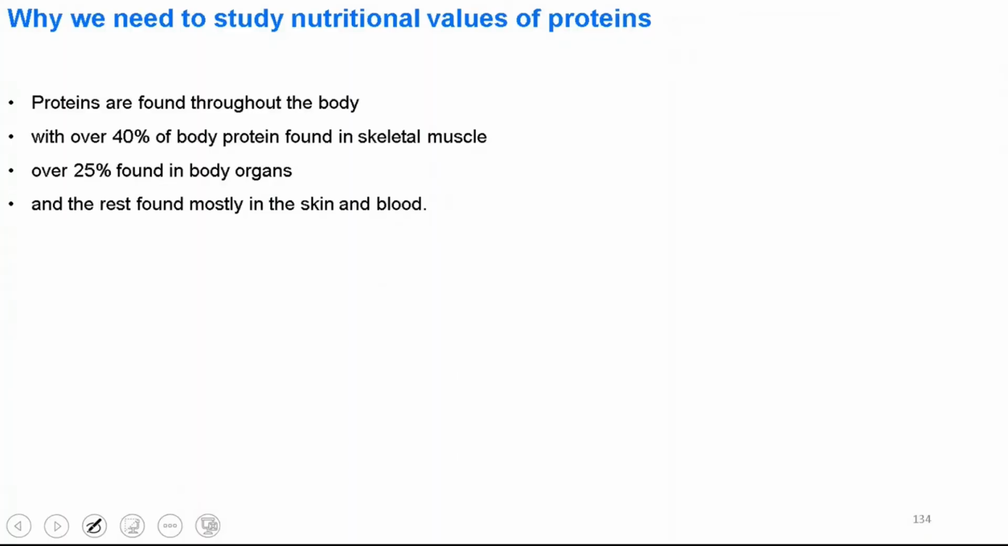Okay, why do we need to study proteins in nutritional biochemistry? Proteins are found throughout the body. Over 40% of body protein is found in skeletal muscle. Our skeletal muscles contain 40% of our total body protein, and 25% of our body's protein is present in different body organs like the liver, stomach, spleen, and pancreas, and the rest of the protein is found in the skin and blood. So protein is everywhere, every function is performed by protein, and protein also has a very important nutritional role, because some of the essential amino acids cannot be synthesized by our body and have to be taken from outside.